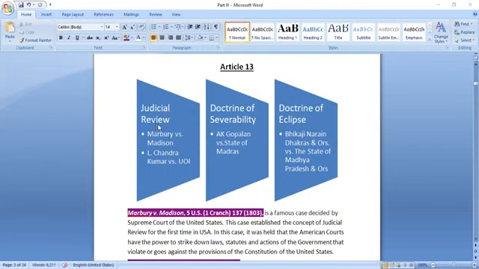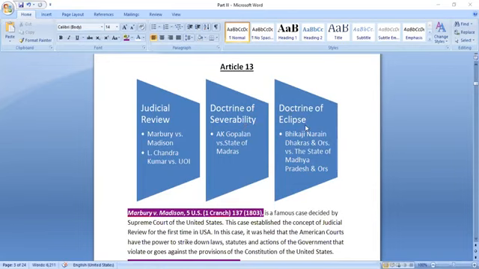Judicially will review. What will it review? It will review whatever laws are there. It would review whether they are fulfilling the provisions of Part 3 or not. Doctrine of severability. If you consider it as several, okay? You can consider that whatever we can divide into several parts, if we can divide it in parts, then we would consider those parts as invalid. If we cannot do that, the entire thing would become invalid.